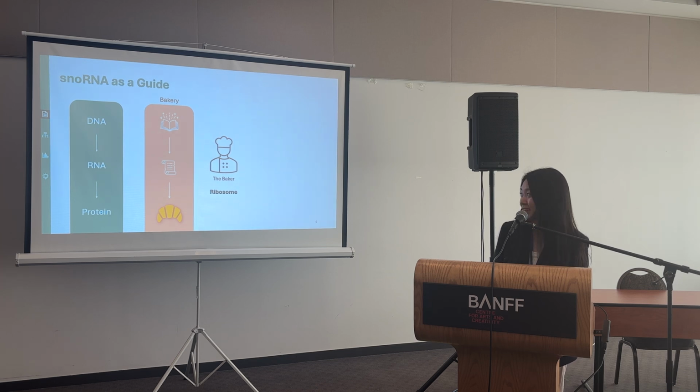And then one day the baker decides to try something new, and he decides to bake a croissant. But he does not have the expertise. So he decides to reach out to a croissant specialist, which would be the role of a snoRNA. What the snoRNA does is it guides the ribosome to make chemical modifications on the RNA. So if we go back to the bakery analogy, the baker would need help from the croissant specialist to modify its recipe to make the perfect croissant.